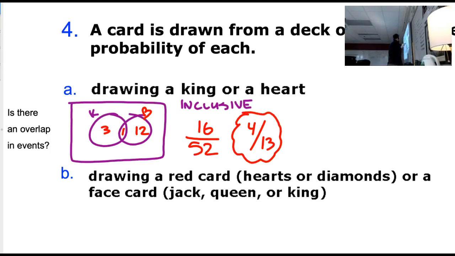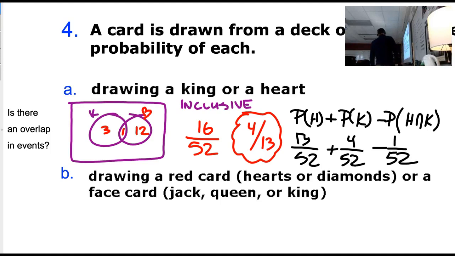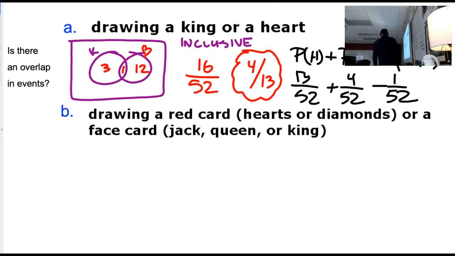If you're doing the probability, you'd be probability of heart plus probability of king minus probability of heart and king. So heart would be 13 out of 52, plus 4 out of 52, minus 1 out of 52, which gets me to 16 out of 52, same thing. All right, yep, that's right.